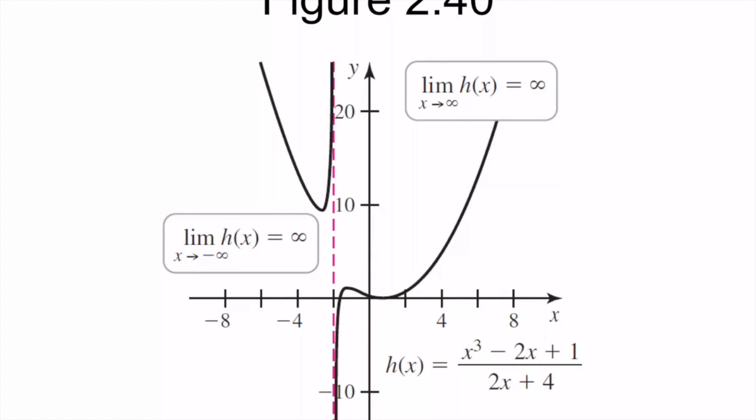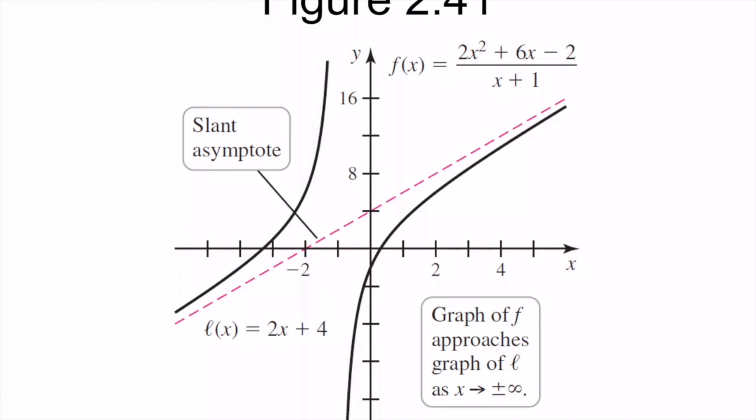This one shows an example when the degree of the top is larger than the degree of the bottom. In this case, the function will blow up to either infinity or in some cases negative infinity on both the left and the right. Again, you could have them both be up, you could have them both be down, you could have down then up, or even up then down.